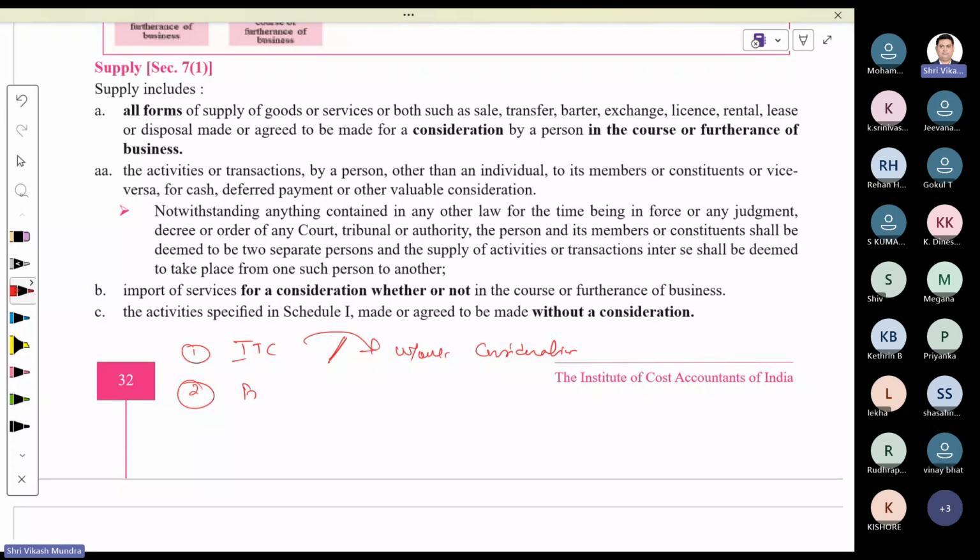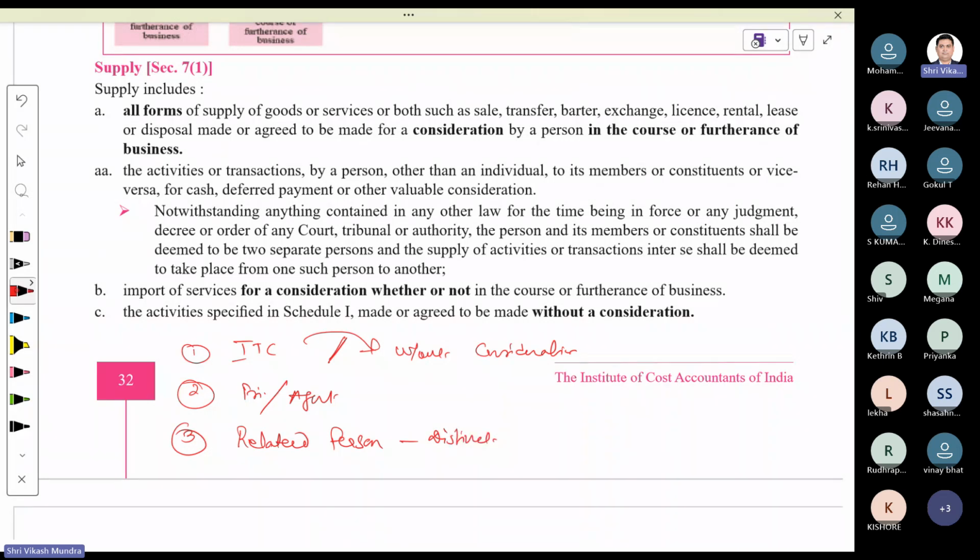Number 2, transaction between principal and agent. Even though there is no consideration, it will be considered as a supply. Number 3, transaction between related parties. It is considered as supply even though there is no consideration. It is extended to distinct person.